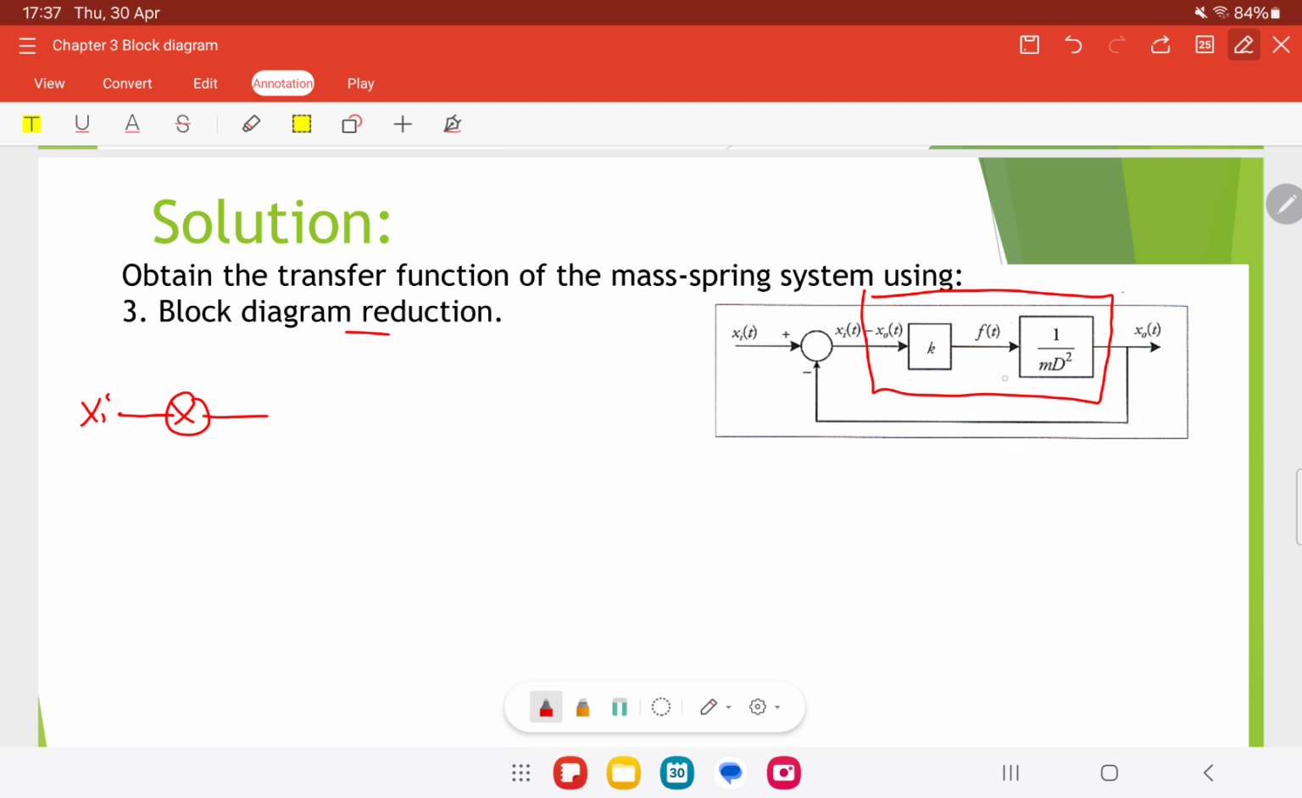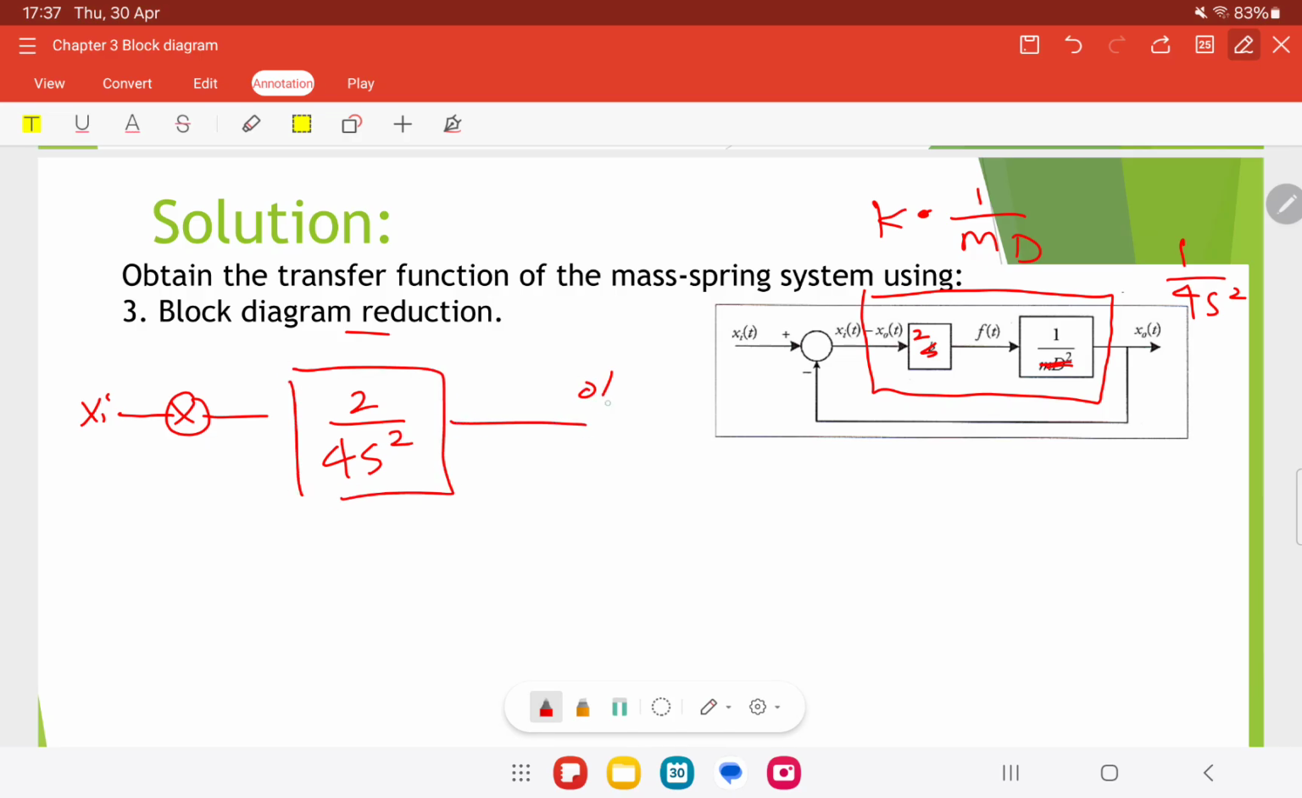When we have this cascade, meaning that k multiply with 1 over ms square, you can substitute 1 over 4s square. So 2 over 4s square will become this block. This is the output, x out, and then we have the feedback here, negative feedback.